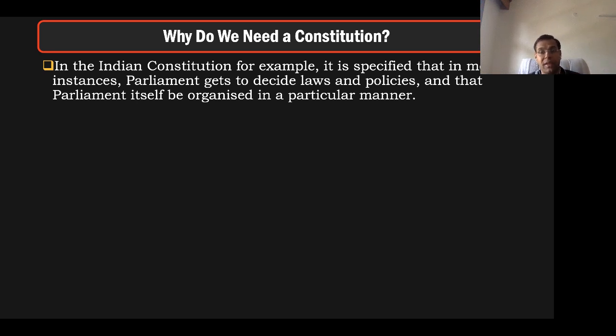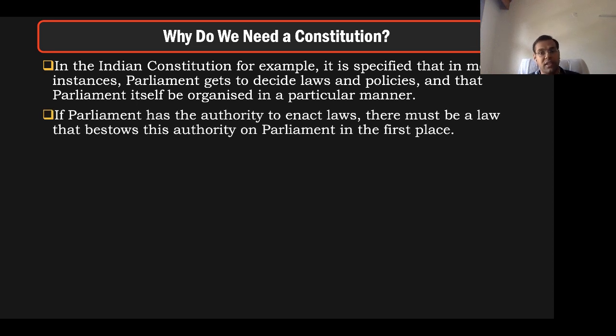How should the policy be enacted? Whether a policy requires a constitutional amendment or not. Like for example, GST. It's an act now, but that is something that government has enforced through enacting multiple laws, 6 laws. So the parliament itself is organized in a particular manner. This is what a constitution states.